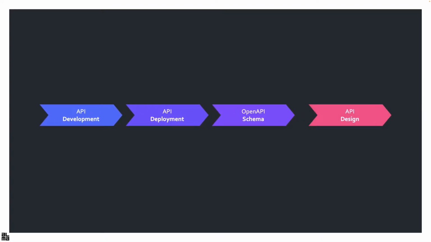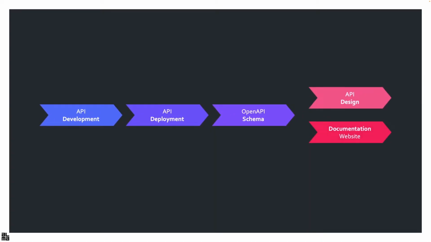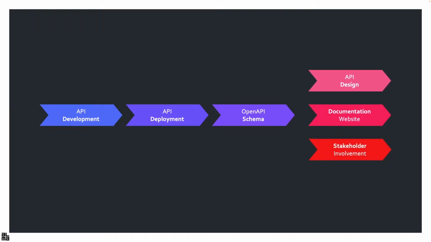And the schema is really useful in the API design phase, as you can also generate a documentation website, which you could give to stakeholders and involve them in the design process of the API. For example, you could have either internal or external stakeholders that are integrating to your API, so you could involve them. So it's really powerful to have the schema and the documentation available even before your API has been deployed.